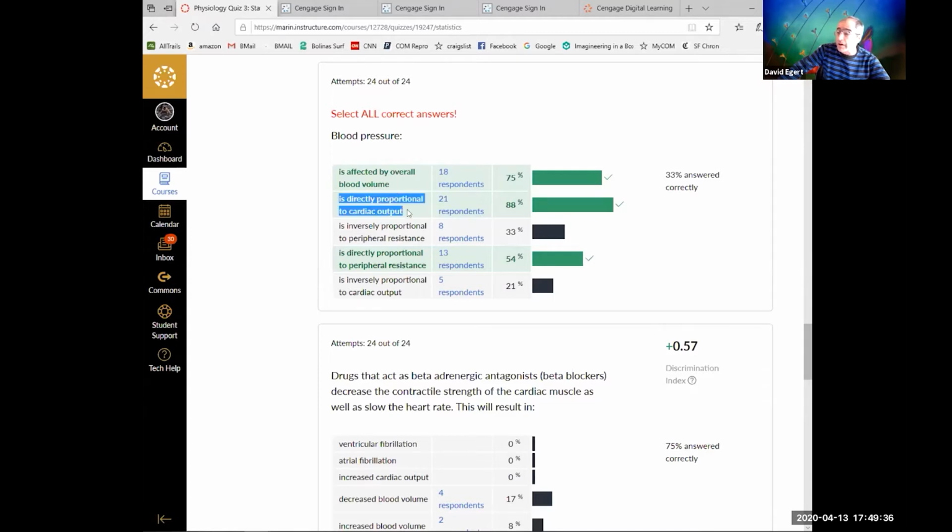Directly proportional to cardiac output. Again, BP equals CO times R, so directly proportional. Directly proportional to peripheral resistance. Only half the people got this. I keep writing it on the board. Resistance is one of the key things affecting your blood pressure. That's why vasodilation and vasoconstriction affect your blood pressure.